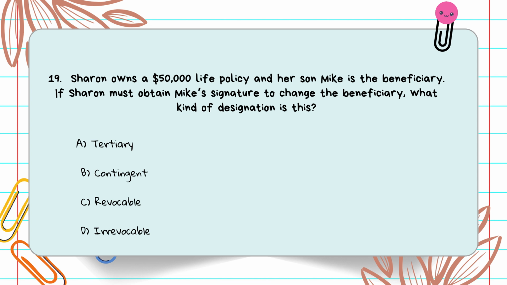Question number 19. Sharon owns a $50,000 life policy, and her son Mike is the beneficiary. If Sharon must obtain Mike's signature to change the beneficiary, what kind of designation is this? A. Tertiary. B. Contingent. C. Revocable. D. Irrevocable. If you need the beneficiary's signature to make any changes, that means the designation is irrevocable. The answer is D. Irrevocable.